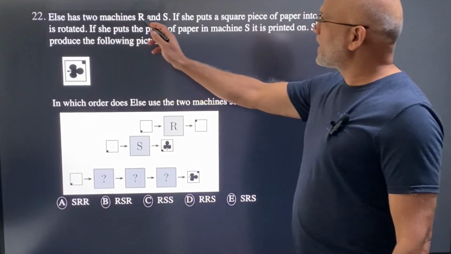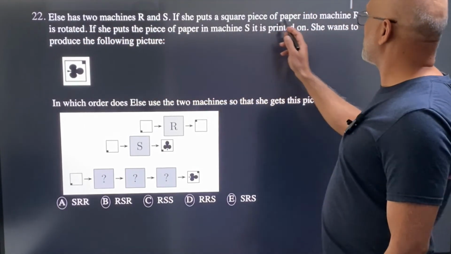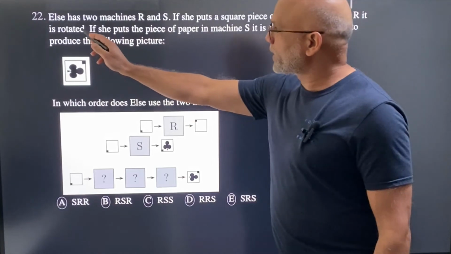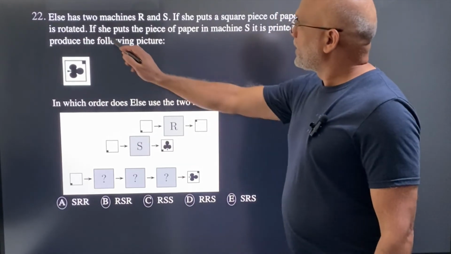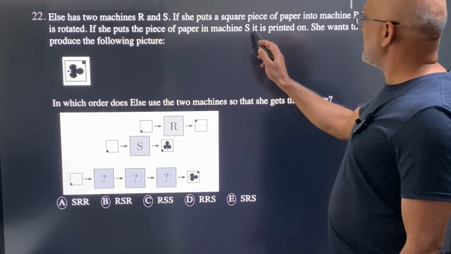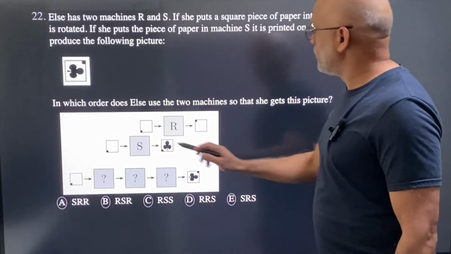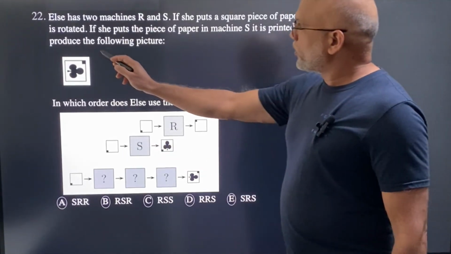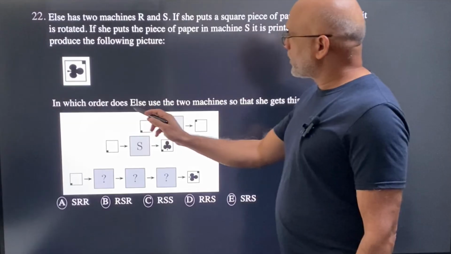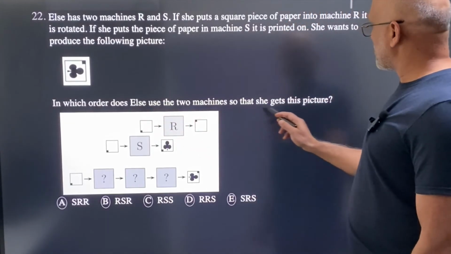Elsa has two machines R and S. If she puts a square piece of paper into machine R, it is rotated like so. If she puts the piece of paper in machine S, it is printed on like so. She wants to produce the following picture. In which order does Elsa use the two machines so that she gets the picture?